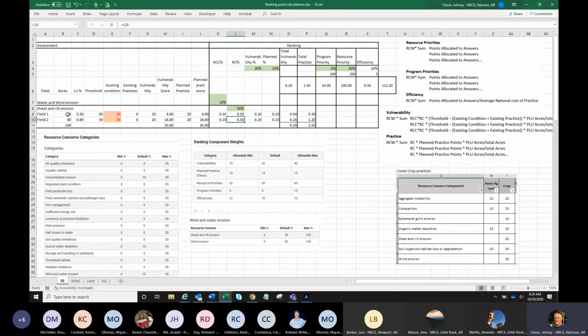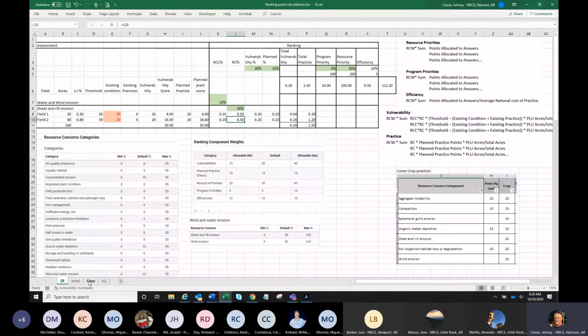Geospatially, the CART looks at the soils that are out there and determines the threshold. And then their existing condition is based mainly on an answer to a question about how much residue is out there. So if they say there's a lot of residue, they get 50 points. It's not a concern. If there's just a little residue, maybe they get 10 points. It is a concern. So all of this is determined by CART, mainly geospatially or through answering a question.